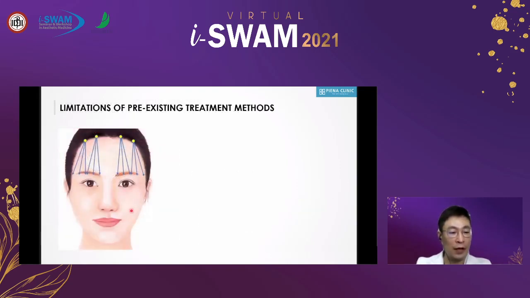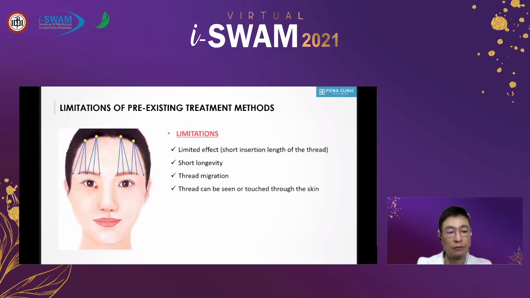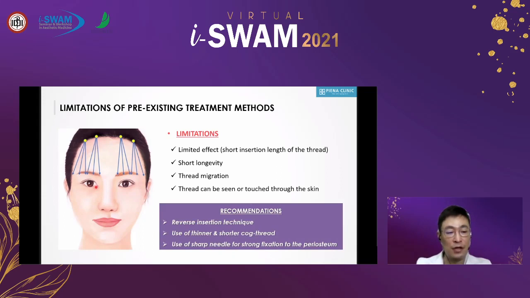When lifting the forehead, inserting the thread downward from the hairline makes it difficult to sustain the effect for a long time. This is because the length of the thread being inserted is shorter, since the length is only 6 to 7 centimeters from the hairline to the eyebrow. And therefore, I would recommend performing the reverse insertion technique using thinner and shorter bi-directional cog thread and a sharp needle.